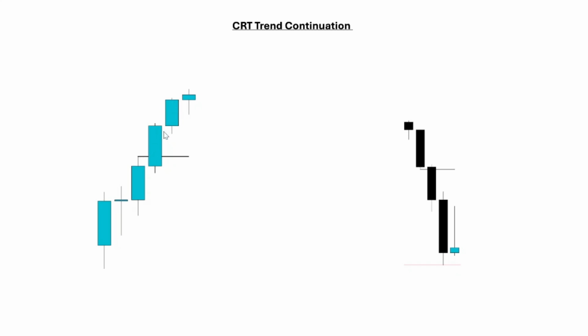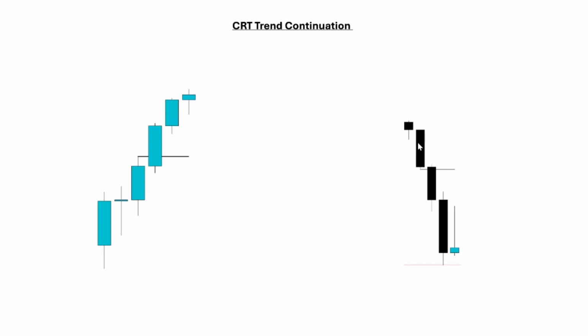The CRT trend continuation is mostly going to be formed by 3 candles, but in this example you can see multiple candles. The first candle is the candle in which we'll be measuring the range to see the second candle close above the candle's high. You can see this candle closing above the high, closing above this high. Now you are anticipating this next candle to be an up close candle.